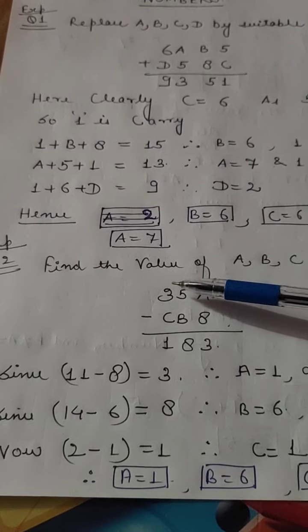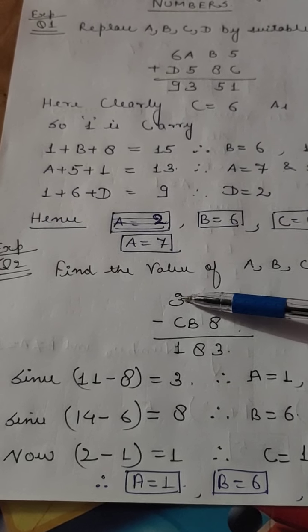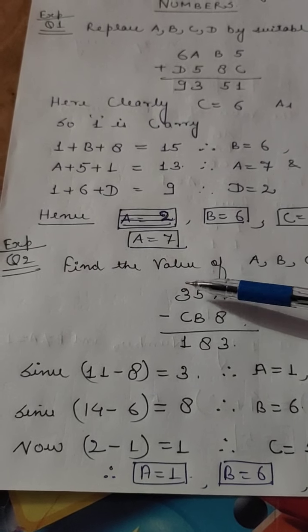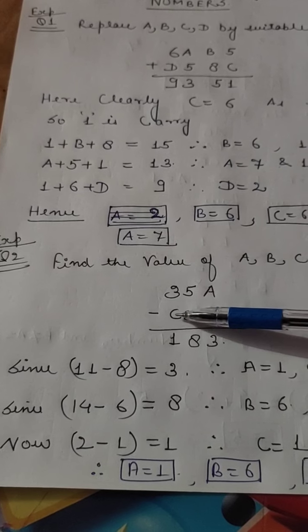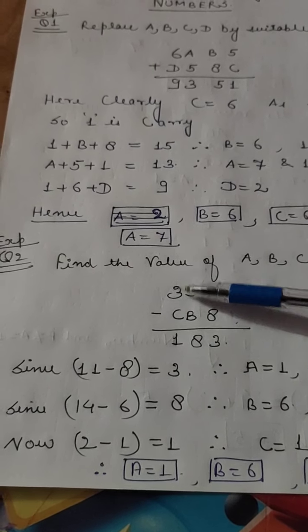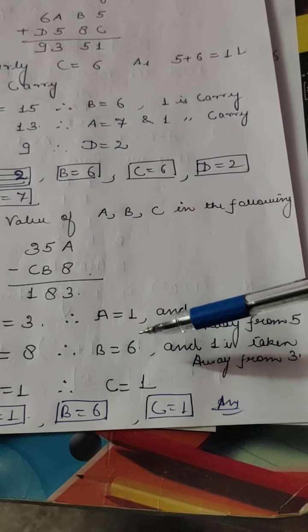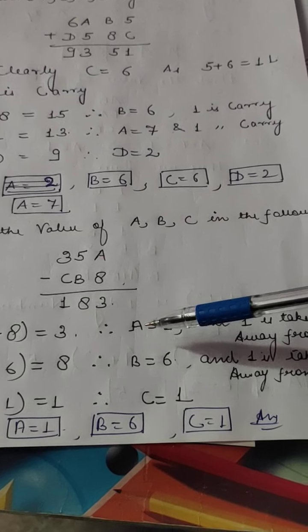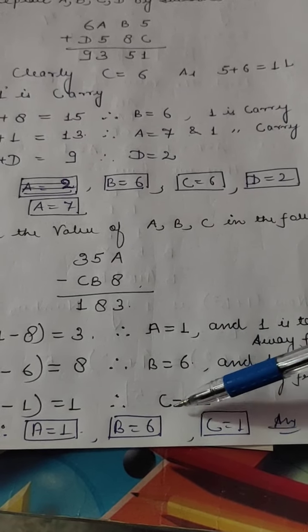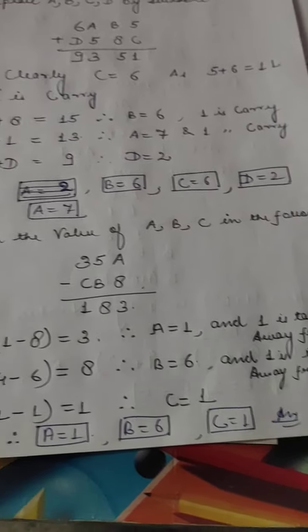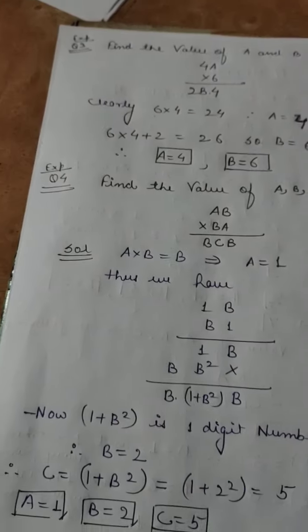Okay, then see here what is left? 2 is left. And then what should be subtracted from 2 in order to get 1? 2 minus 1 will give 1. So here we found the values of A, B and C. A will be 1, B will be 6 and C will be 1. This is the required answer. All of you understood? Next is the question based on multiplication.